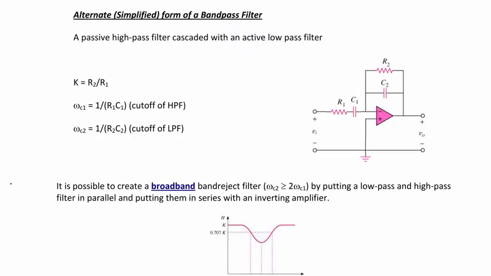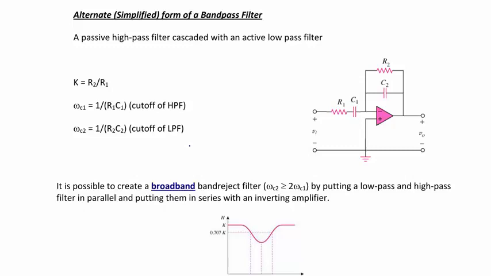An alternate simplified form of a bandpass filter is a passive high-pass filter cascaded with an active low-pass filter. For this circuit, you would get that K is equal to R2 over R1, and omega C1 is equal to 1 over R1C1, which is the cutoff for the high-pass filter, and omega C2 is equal to 1 over R2C2, which is the cutoff for the low-pass filter. The disadvantage of using this type of circuit is that there is now no way to independently adjust the gains and the cutoffs because they're all interconnected.